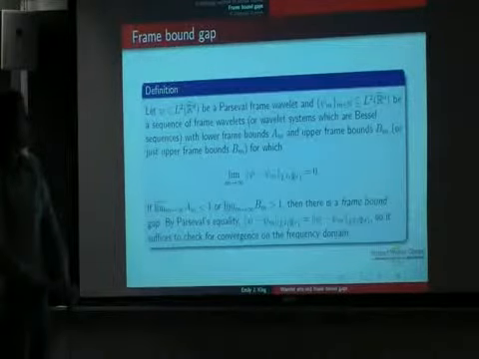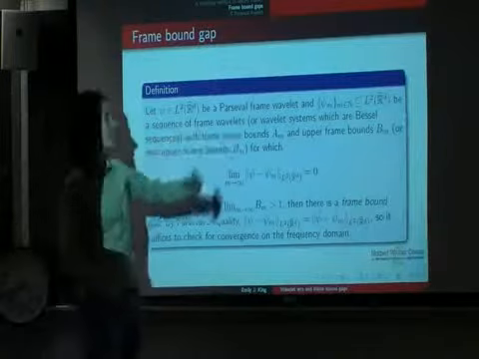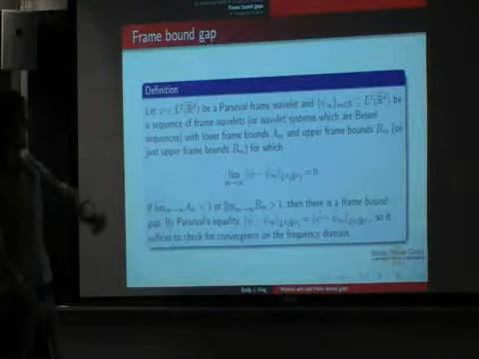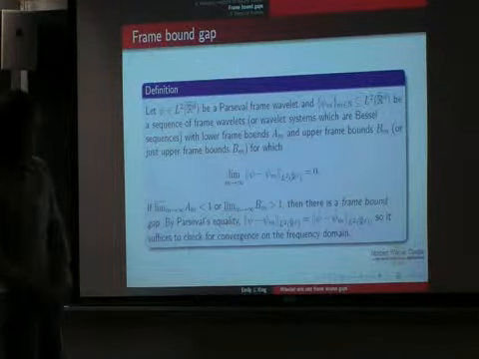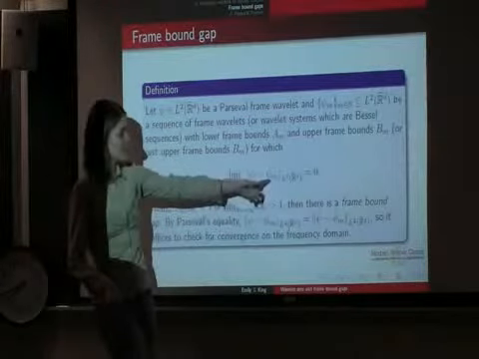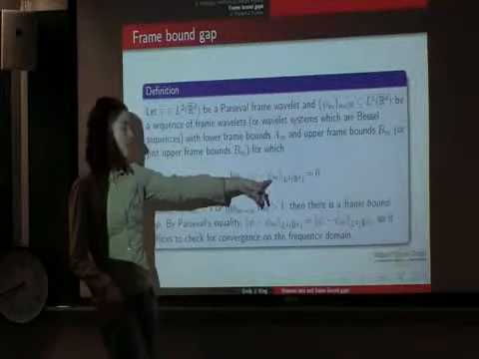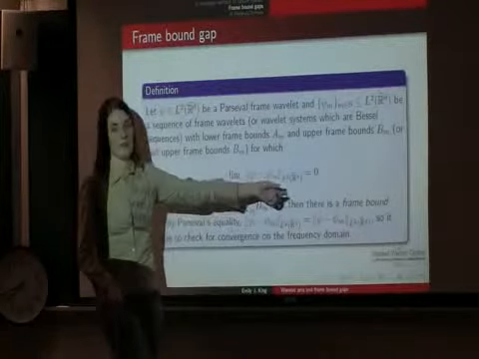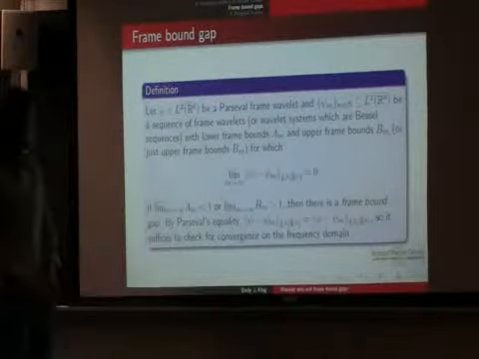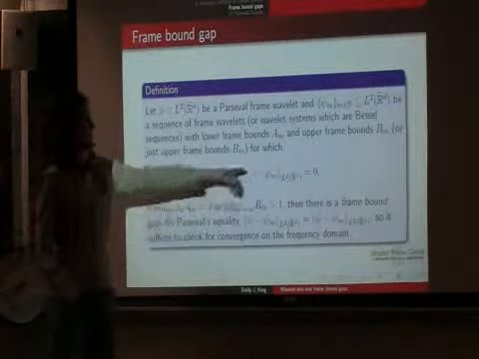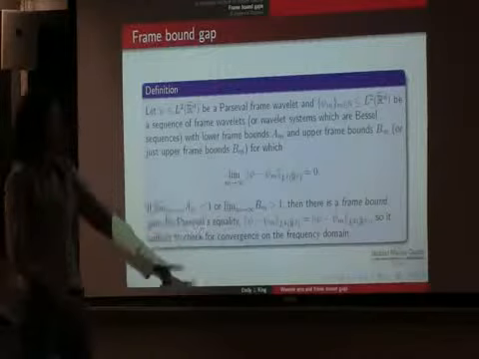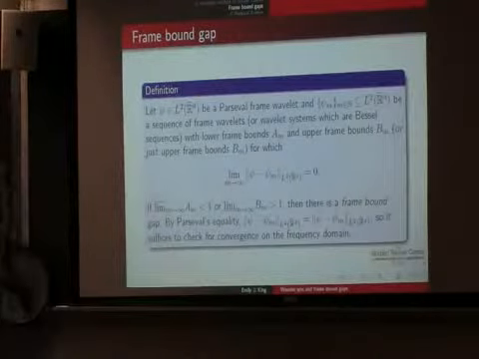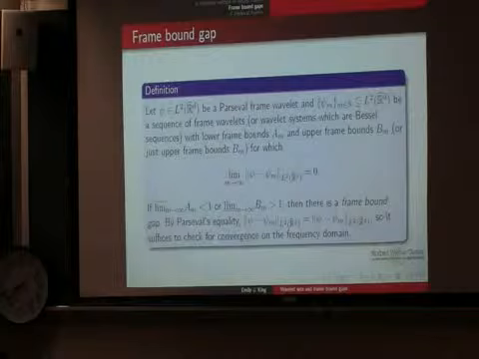So we want to give that a name. If we have some psi, which is a partial frame wavelet, and we have a sequence of frame wavelets or Bessel sequences with certain lower frame bounds, where these generating functions, these frame wavelets, are converging to our partial frame wavelet in L2, but the corresponding frame bounds are not converging to one from above or one from below, then we say it's a frame bound gap.